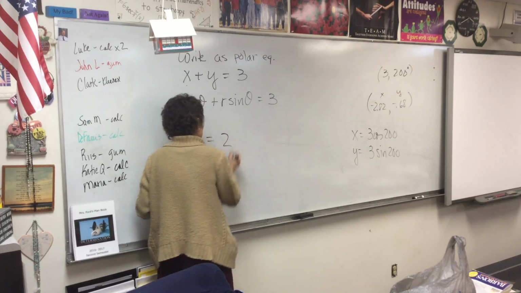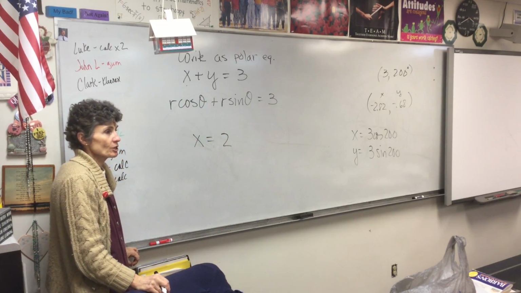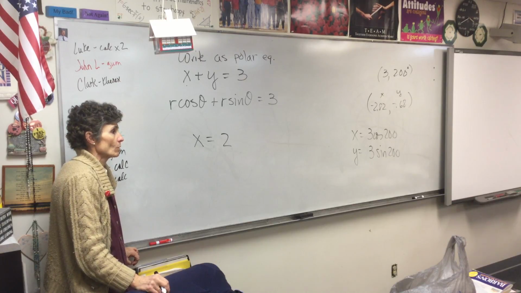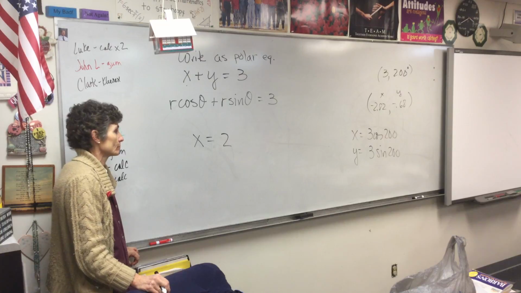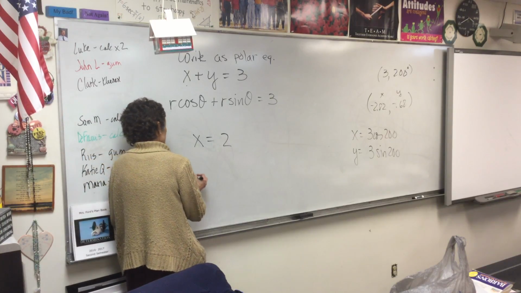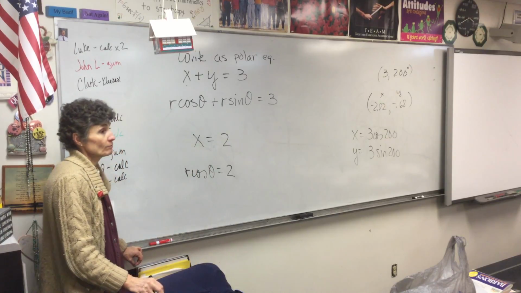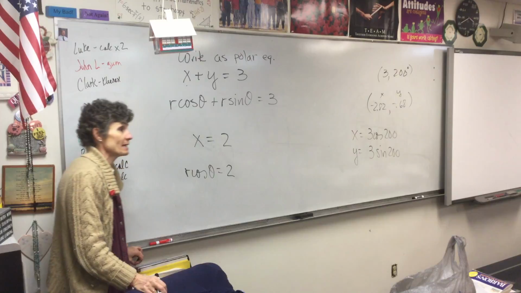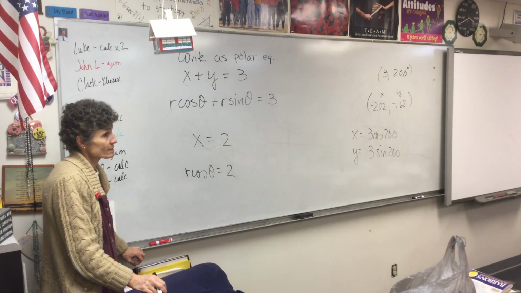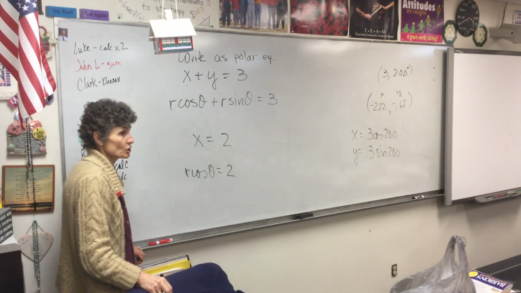All right, how about this one? X equals 2. That's a rectangular equation. What would it be as a polar equation? R cosine theta equals 2. Remember, from the beginning, x goes with cosine. From the beginning, x is cosine, y is sine. Okay, that was another extremely challenging problem.